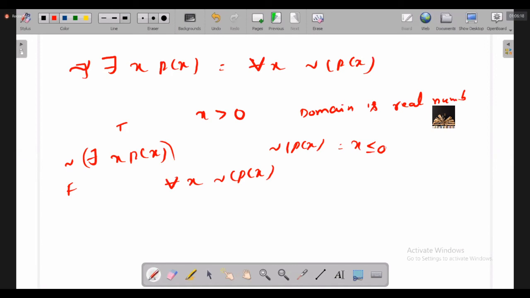For all x, is it true or false? The negation of p of x statement is x less than or equal to 0. So for all x, is it true or false? It's false. So the negation of there exists x, p of x is for all x, negation of p of x. Okay, note down.